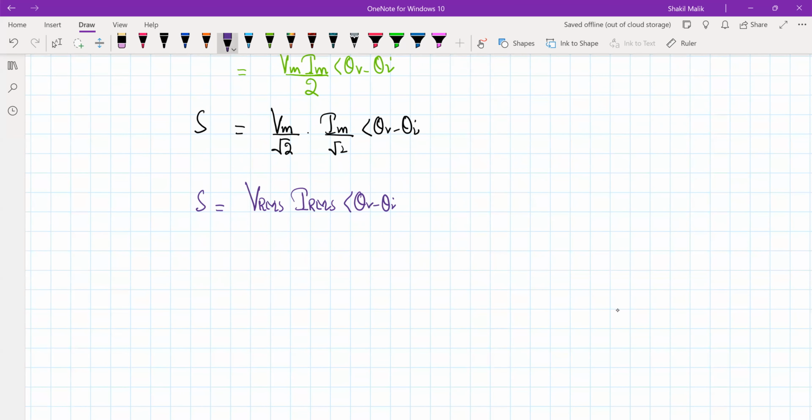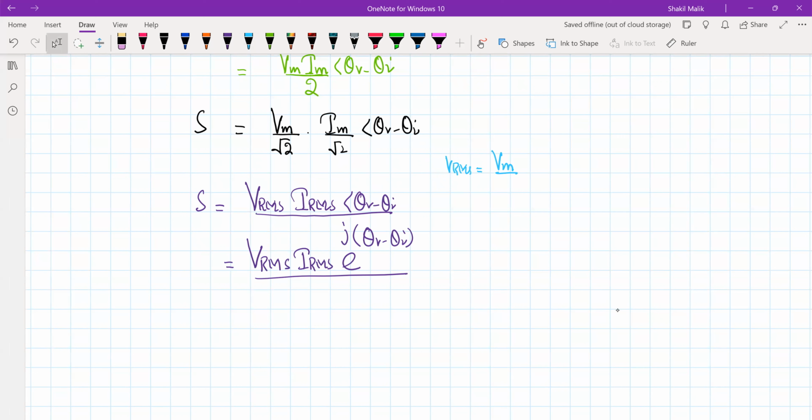This is the same as VRMS IRMS e to the power j(theta v minus theta I). This form and this form are one and the same thing. This is referred to as the magnitude and phase form, or simply the phasor form. This is referred to as the Euler form. Here VRMS is simply equal to Vm divided by root 2, and IRMS is simply Im divided by root 2.